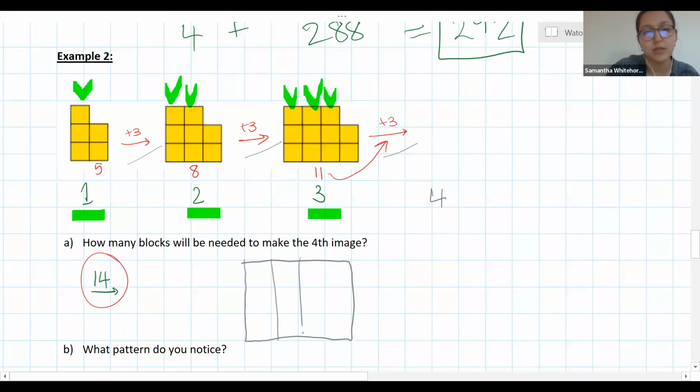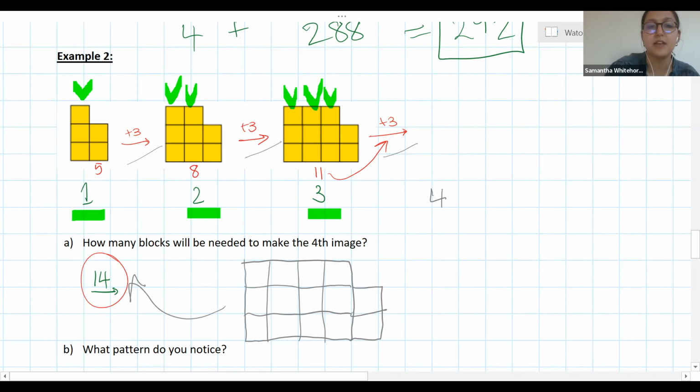Now, obviously my drawing is beautiful. It didn't get any better. There are my 4 rows of 3 blocks, and then I've got the 2 on the end. Now, if I count how many blocks I have there, that is 14 blocks.